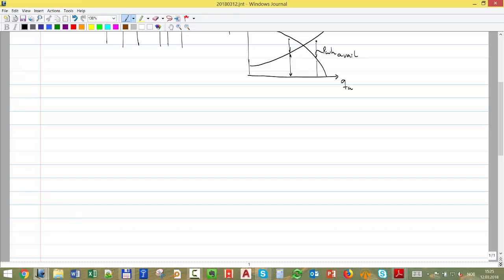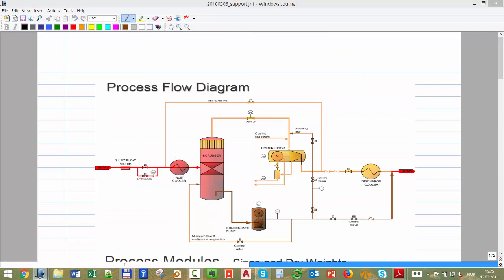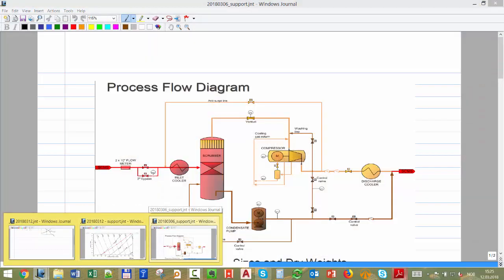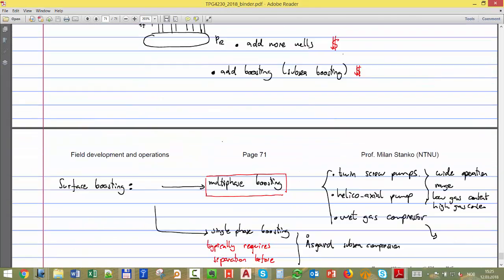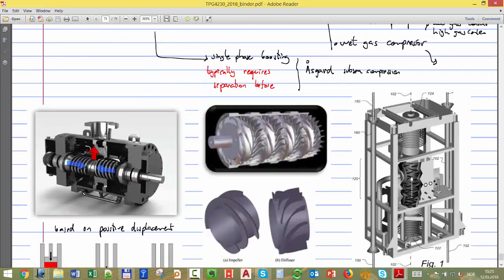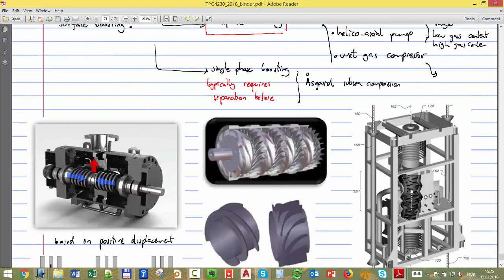So I told you we have two ways that are available today with the current technology. Basically one of them is to use multi-phase boosting, where we use a pump, and there are different types. I told you we have the twin screw pump, we have the helicoaxial pump. This is usually for low to medium gas content. And then you go to wet gas compressors. You have a lot of gas with some liquid, then you use this option.